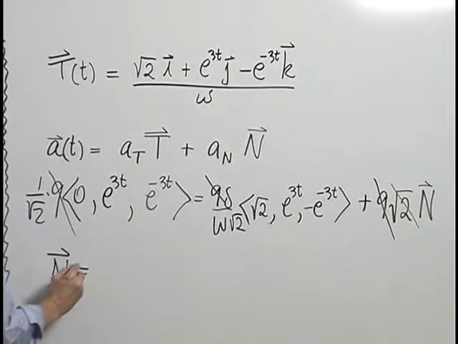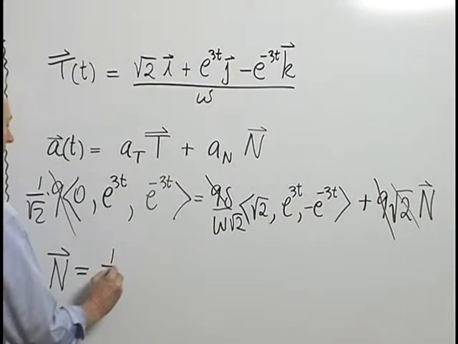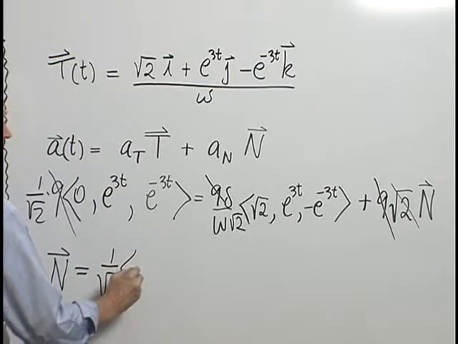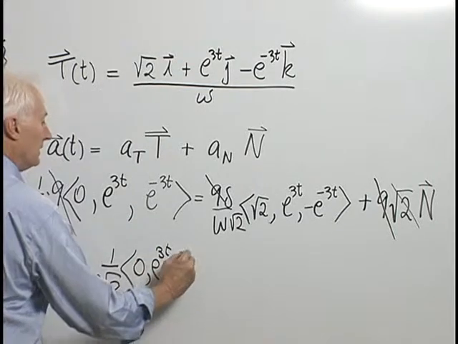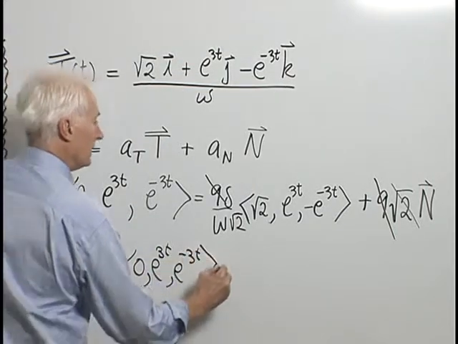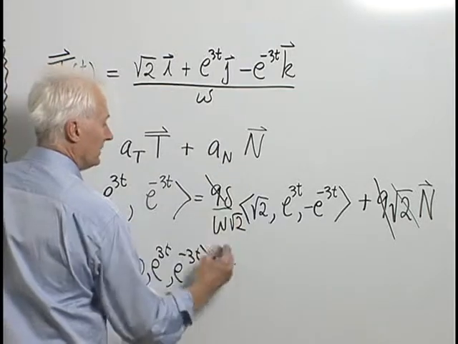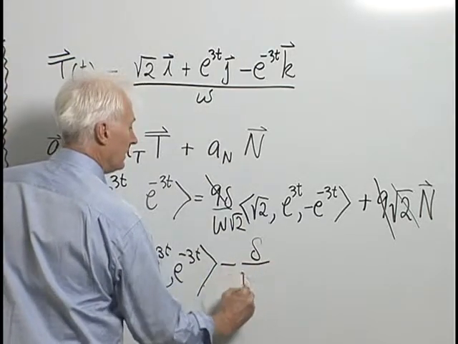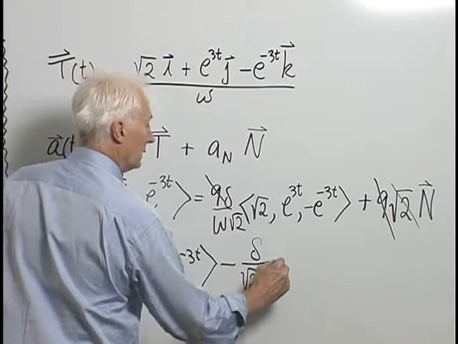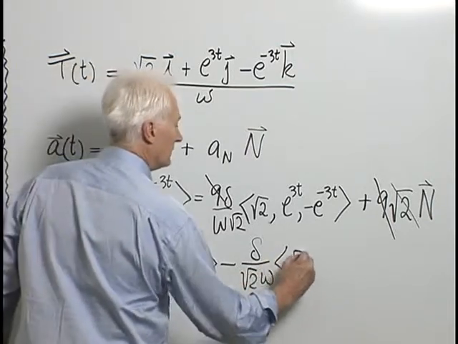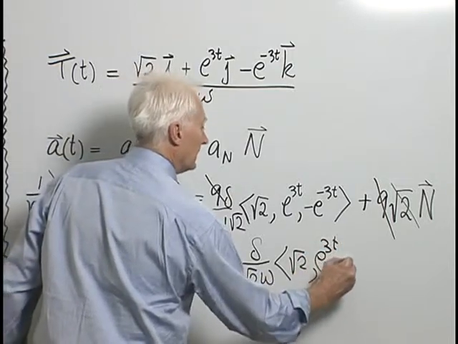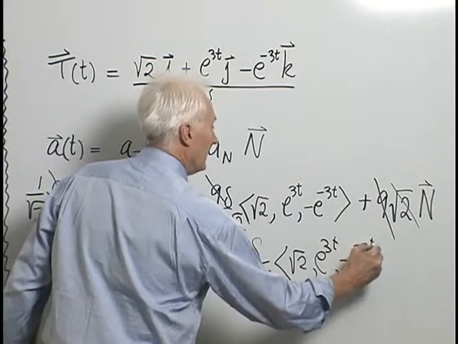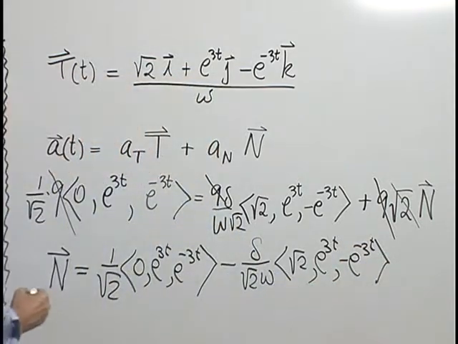The n is now finally equal to 1 over the square root of 2 times the vector ⟨0, e^(3t), e^(−3t)⟩ minus, and what we have here is delta divided by square root of 2w times the vector ⟨√2, e^(3t), −e^(−3t)⟩. So there's our expression for the unit normal vector.